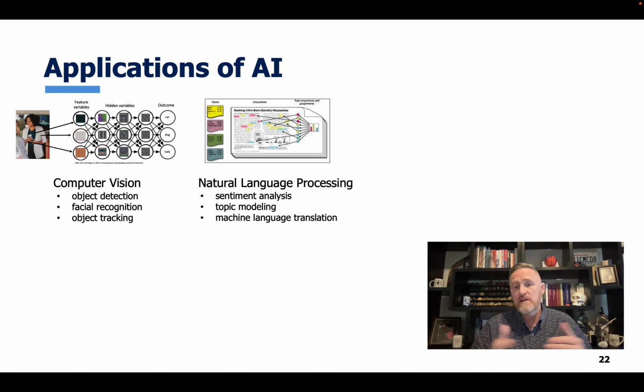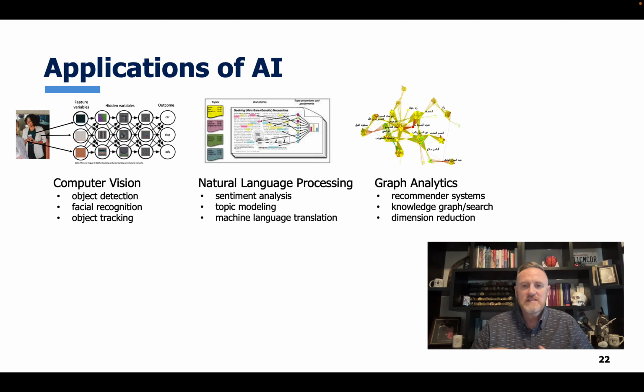The next and possibly larger application area is natural language processing. This is anything with words. So it could be sentiment analysis, like is this document positive or negative, or is this tweet positive or negative? It could be topic modeling. What's the document about? Machine language translation. Can I move from English to another language, right? Like, pick your language. So anything with words would be natural language processing.